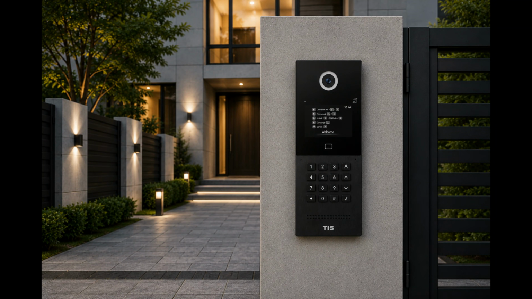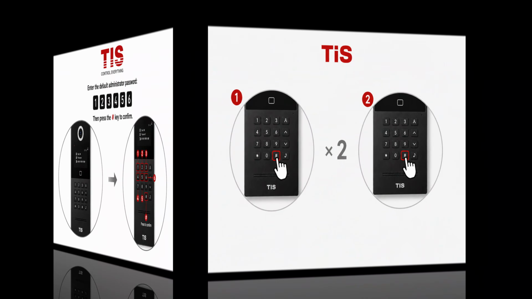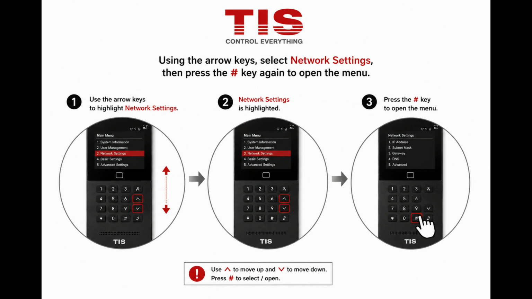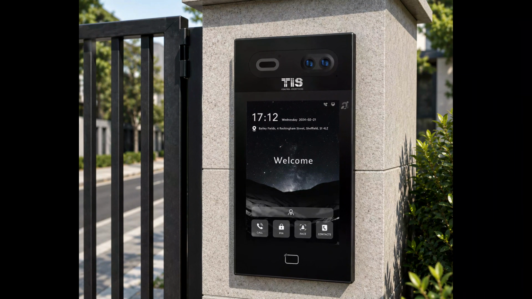For the TIS INT43PB63 model, follow these steps. Press the hashtag key twice to enter the administrator menu. Enter the default administrator password, 123456. Then press the hashtag key to confirm. Using the arrow keys, select Network Settings, then press the hashtag key again to open the menu. From here, you can enable DHCP to obtain an IP address automatically, or disable DHCP and manually assign a static IP address.